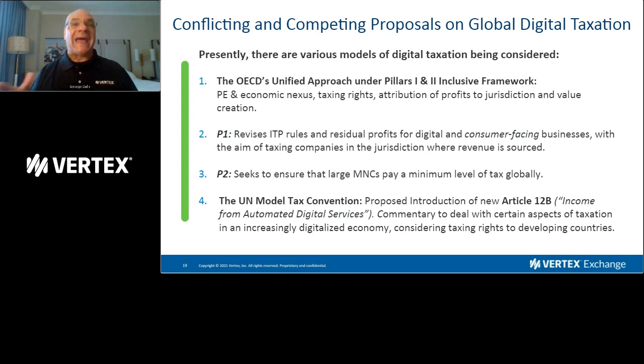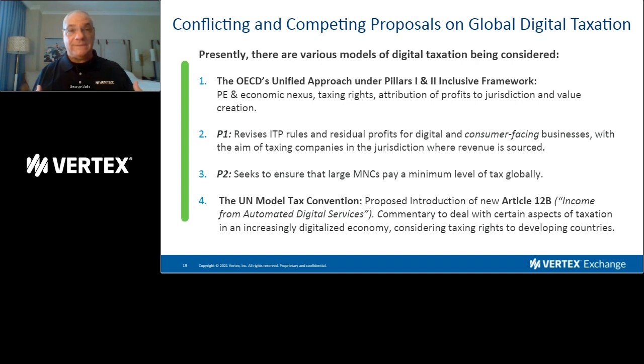This was only an agreement to agree. And what I mean by that, of course, is that it has to be followed by a treaty, a convention. We'll talk more in a little bit of time. But right now, when we look at this under Pillar 1, we see that the OECD under the Pillar 1 and 2 approaches is looking at permanent establishment being expanded.